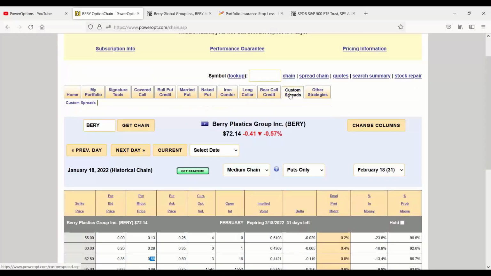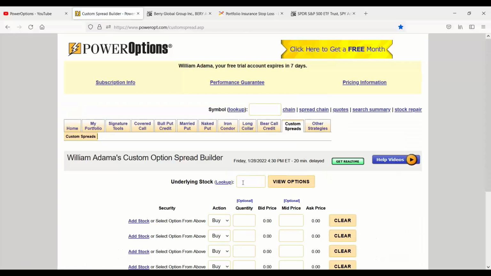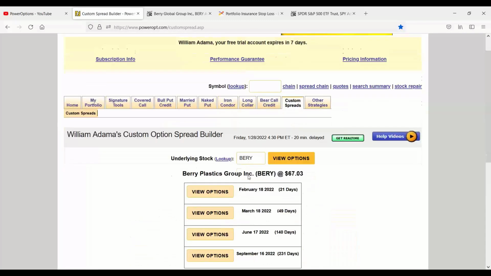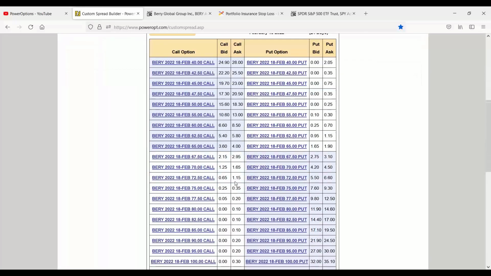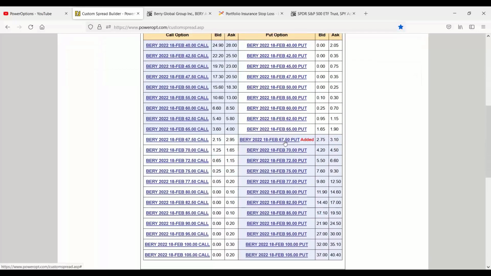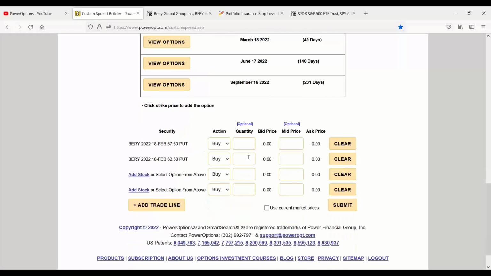Let's go ahead and build that in the custom spread tool. We'll type in our stock here. We'll go to February. We'll select our options, our 67.5 put, now slightly in the money, and our 62.5 put as well. We're going to use the historical data from January 18th, the sell to open at 1.10. We're going to buy to open our 62.5 put for 58 cents.